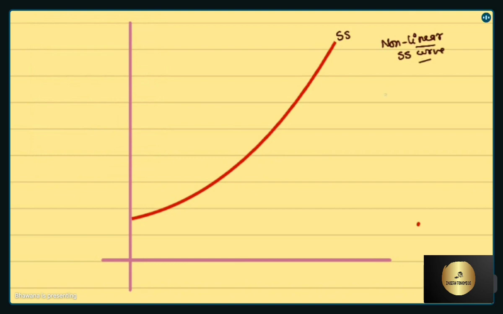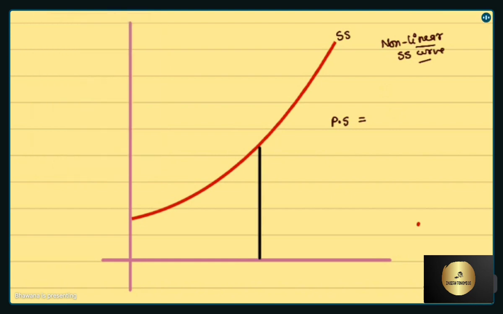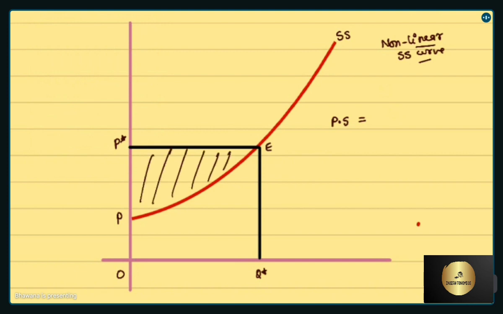So in this case, we use integration to find the expression for producer surplus. For that, we use the formula for producer surplus where we set limits. This is your Q star, this is your P star, this is your equilibrium. We have to find the area of this triangle.